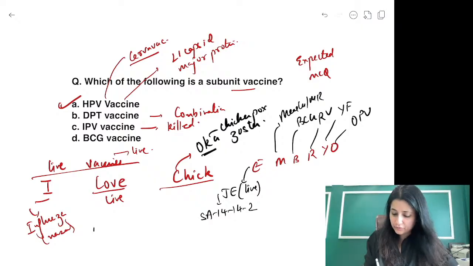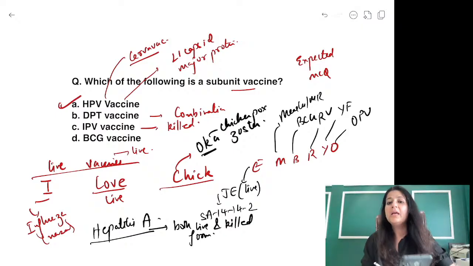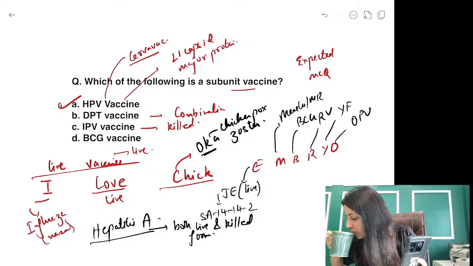Another vaccine guys you will remember because the exam is very near. Hepatitis A. Hepatitis A is available both in live and killed form. But we usually use the killed form. But it is in live form also.